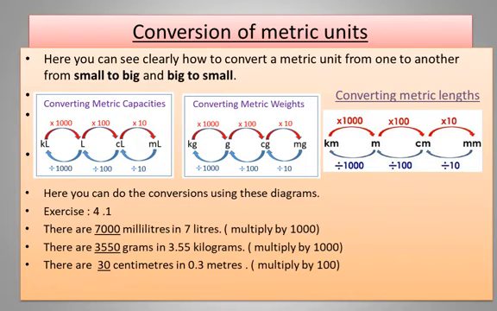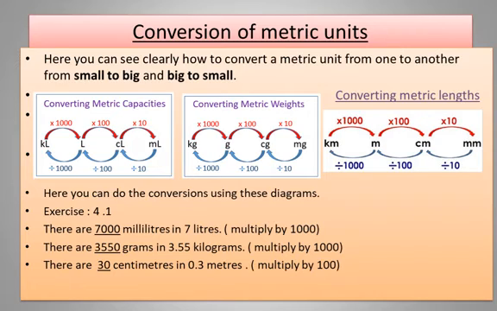Same like that. From gram to kilogram, what you will do? Small to big. See the converting metric units of metric weights diagram. From gram to kilogram, see down, gram to kilogram, what is shown? Divide by 1000. So 3550 divided by 1000, you will get 3.55 in kilograms.